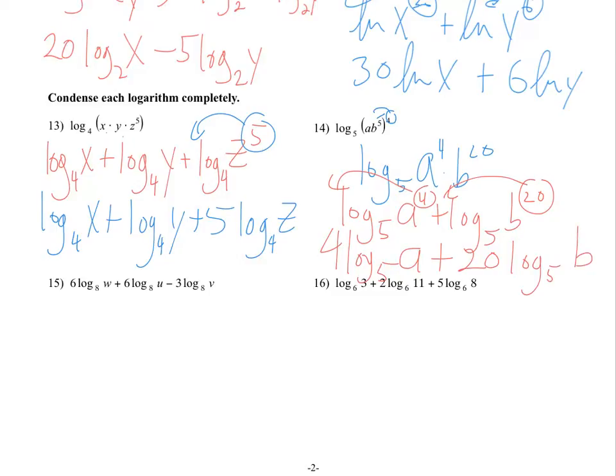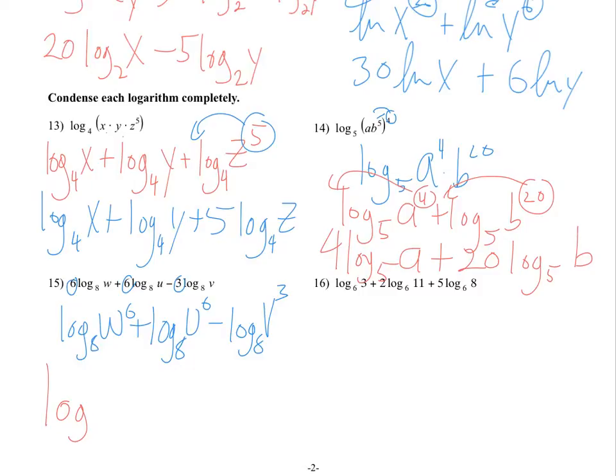15 and 16, we're back to condensing. And again, I'm sorry for the mix-up in terms of the instructions. I'm going to take the powers first and rewrite this as log base 8 of w to the 6th plus log base 8 of u to the 6th minus log base 8 of v to the 3rd. Next, I'm going to combine these into a single log expression. So log base 8 is going to be a fraction on the inside. The positive pieces go on top. That's w to the 6, u to the 6. The negative part goes on the bottom, v to the 3rd. At this point, we are done.